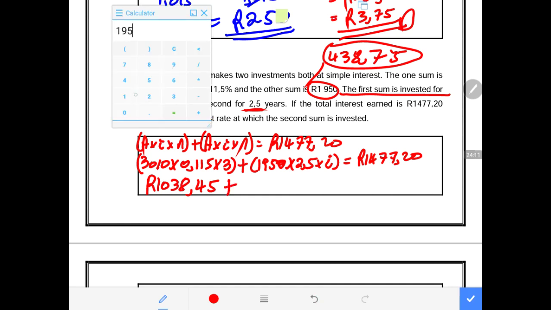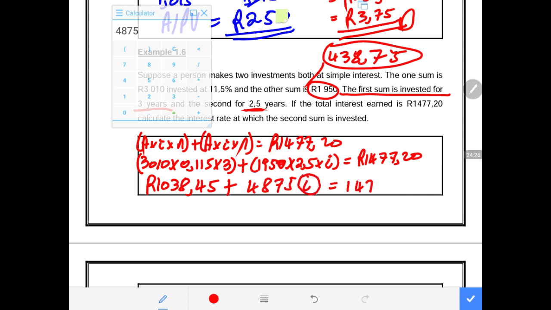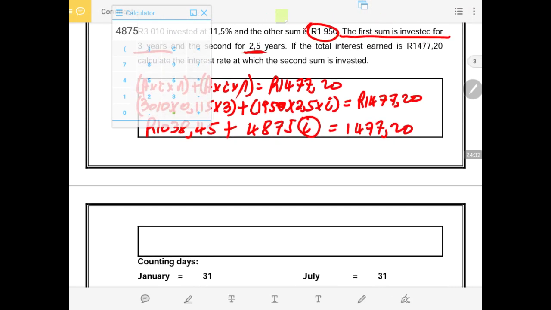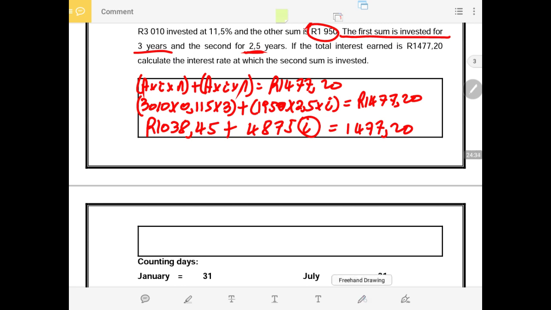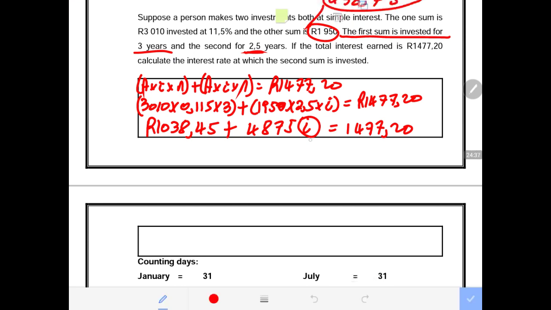It says 1,950 times by 2.5. Then it will be 4,875 I. Remember, I is still what we are looking for, equals 1,477 rand 20 cents. Then now we continue on that same note. We say now we have this unknown. Therefore now we need to take this 1,000 over the equal sign, and when we do so, that will become negative.